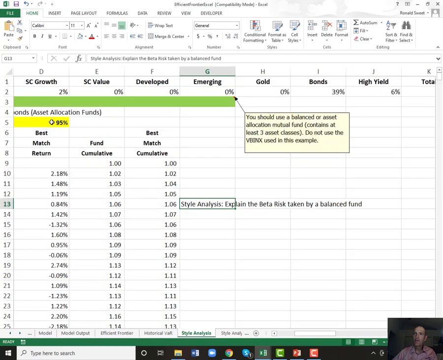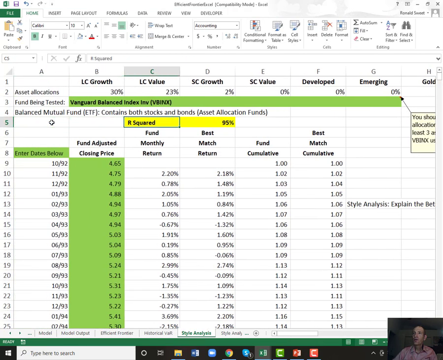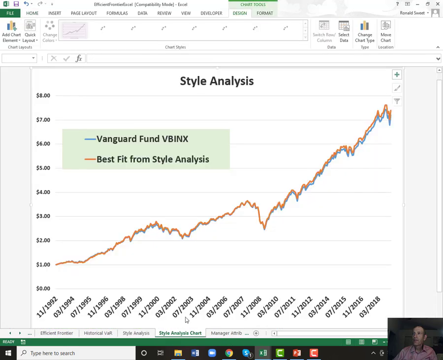The other question students have is, how high does this R squared need to be? I like it to be above 80%. To me, the key is the style analysis graph.